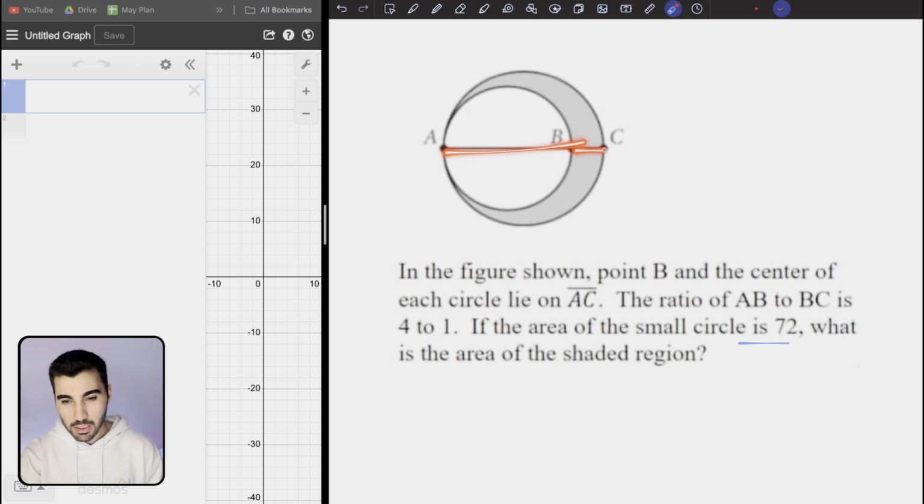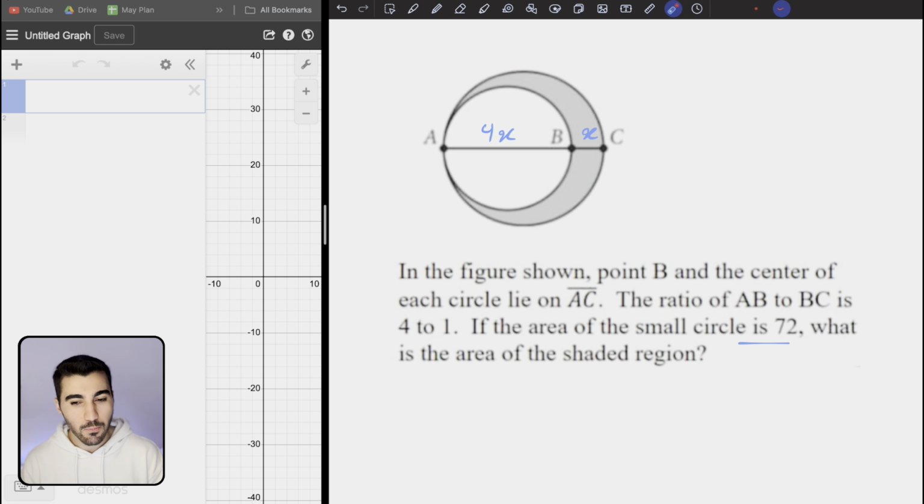AB to BC. So that means here to here is 4 to 1. So if BC is x, then AB is 4x, right? So this to this is 4 to 1. If this is x, this is 4 times that. That's what the ratio means here.